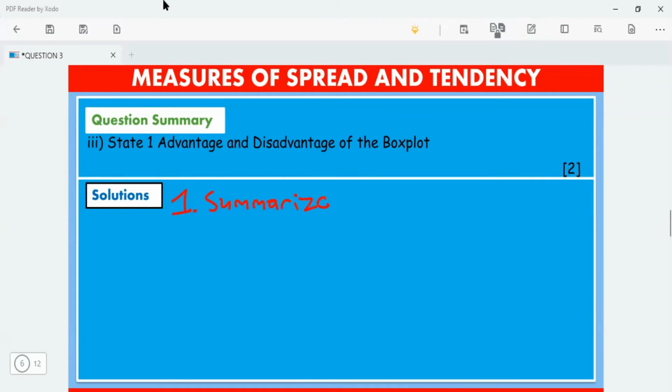summarizes the data well by giving the interquartile range, which is extremely important, and of course, the median, right? Why are these two so important? The interquartile range is a measure of spread, and the median is a measure of central tendency. So the box plot has both of them, so that's fine. All right, it summarizes data well.